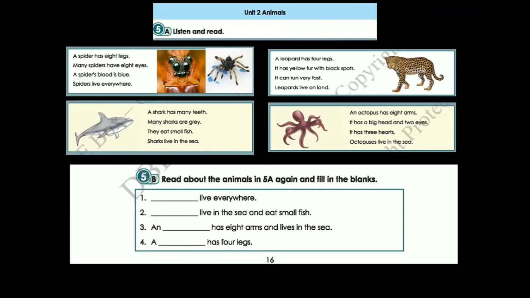They have sharp teeth. Many sharks are gray, mostly their colors are gray. They eat small fish. Sharks live in the sea.